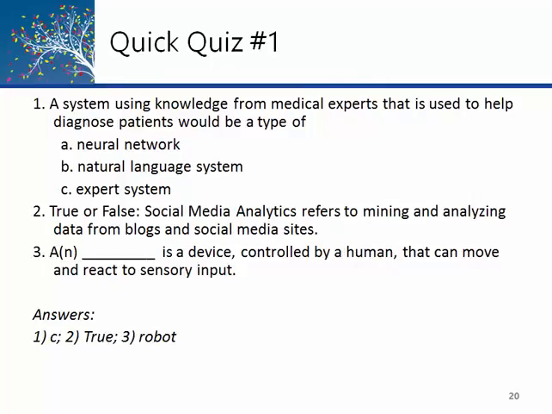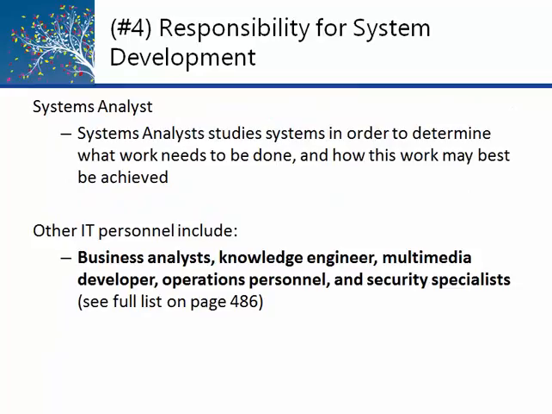A blank is a device controlled by a human that can move and react to sensor input. That's one definition of a robot. Okay, learning objective number 4, only 4, 5, and 6. We're over halfway through.